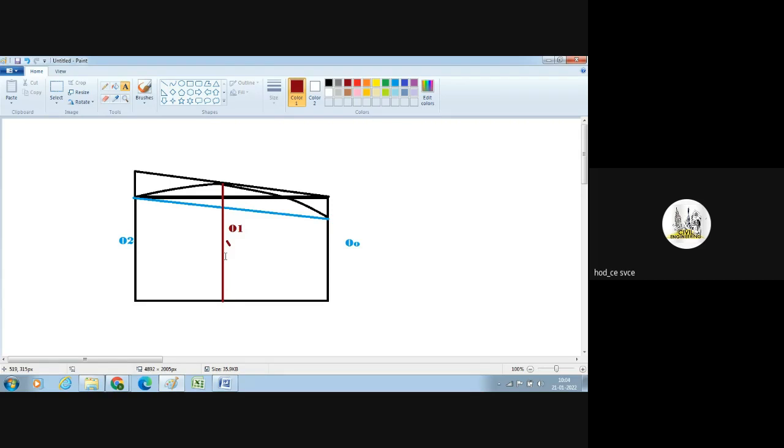And what is the final formula for Simpson's rule? The area equals D by 3, so each division distance is D by 3. Okay, D by 3 multiplied with O0 plus ON, that is the first and last term, with the addition of 4 multiplied with odd ordinates plus 2 multiplied with even ordinates. Okay.